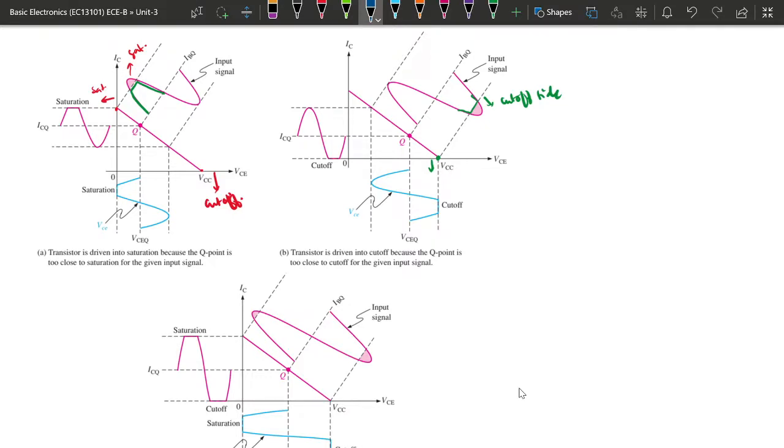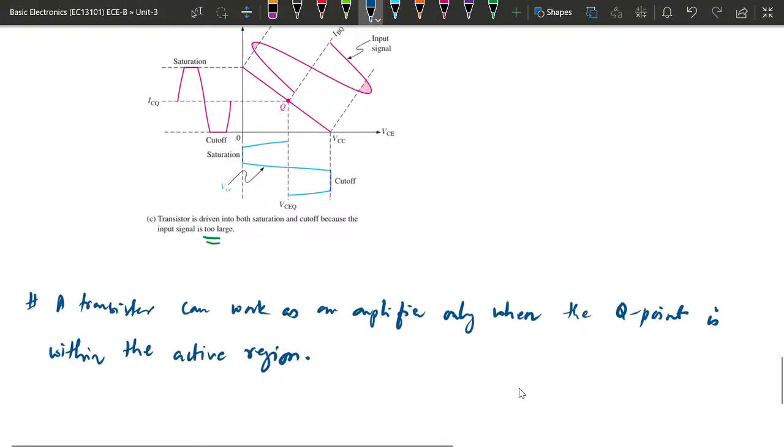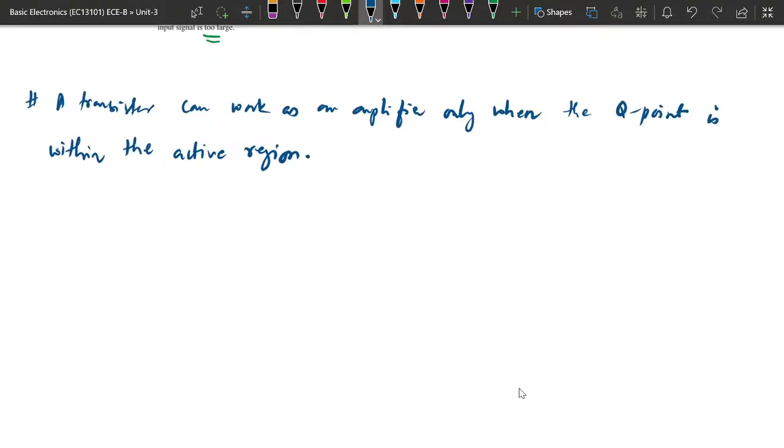So if the base current is changing, then IC will be changing. If IC is changing, then VCE will be changing. So IC and VCE changing means the Q point will change. The Q point should be set such that after the change it is still within the active region only, then perfect amplification will take place. Otherwise there will be some type of clipping. So we should set all the Q points such that they are in the active region only.